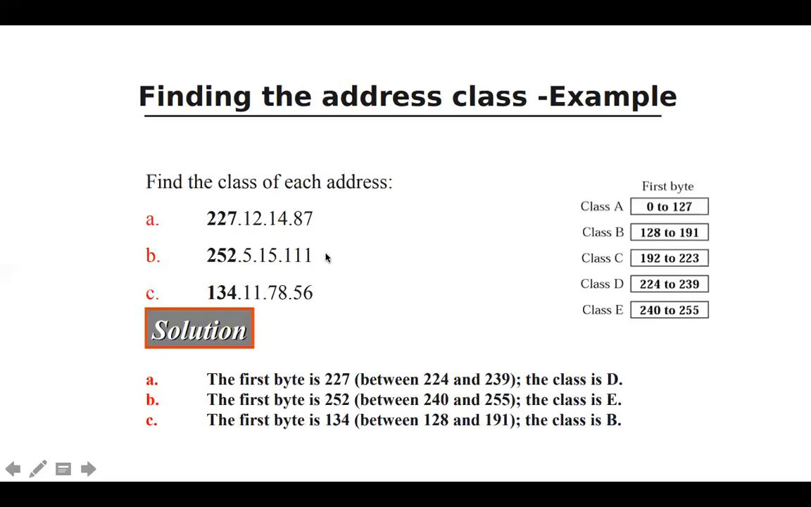For question B, the first byte is 252. So 252 actually falls under class E. And C, the first byte is 134. So it actually falls under class B. So this is how you find the address class for the decimal notation.